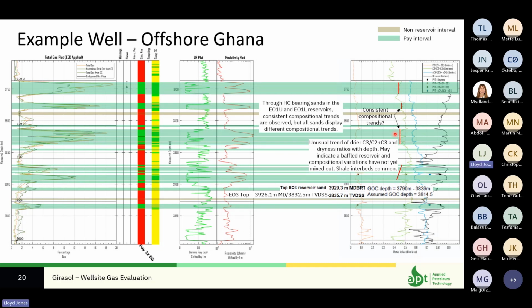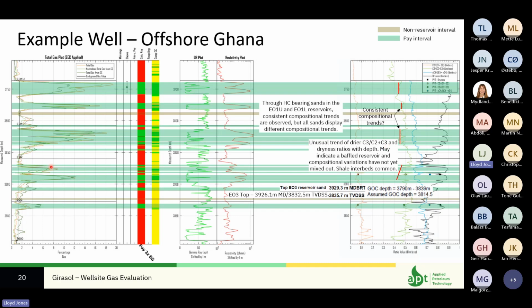What's interesting is, though, on a pressure gradient, these all look to be in communication. It's only when you look at the compositional signatures that you start to see the subtle differences. Do you have any inter-reservoir baffles there, and have the pressure differences mixed out, but the compositional differences haven't had a chance to mix out yet, given that pressures mix out more readily than compositional differences?